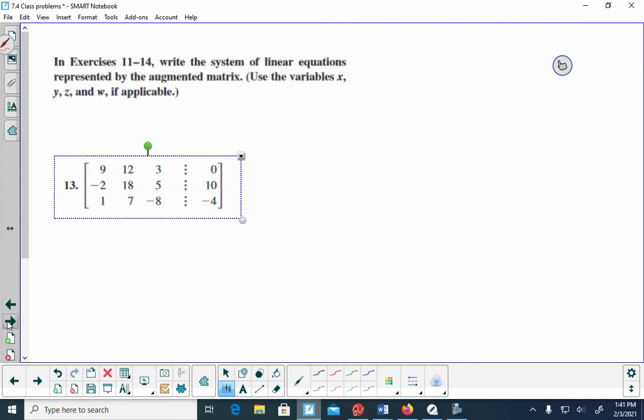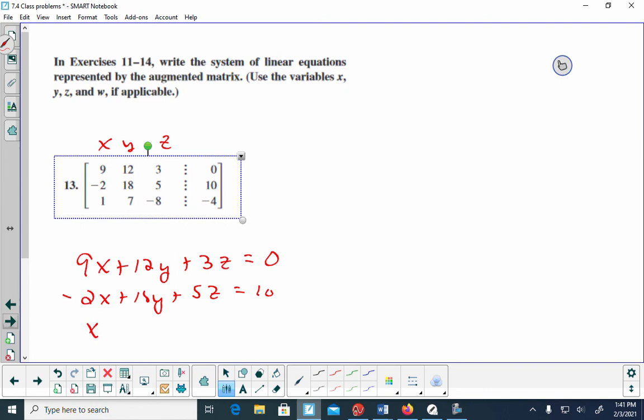Write the system of linear equations represented by the augmented matrix. Use the variables x, y, z, and w if applicable. Well, we just have an x, y, and z here. So I'm going to have 9x plus 12y plus 3z is equal to 0. -2x plus 18y plus 5z is equal to 10.